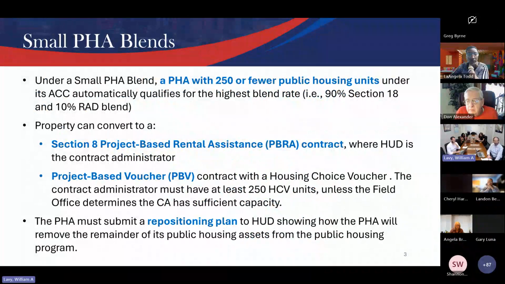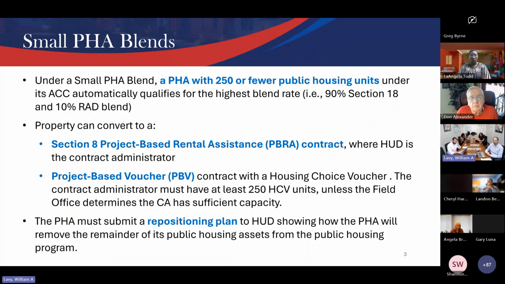Now, in a prior webinar, we covered the RAD Section 18 construction blends. This webinar is focused on the small PHA blend, which allows any PHA with 250 or fewer public housing units to qualify for the highest blend rate, which is 90% gets approved under Section 18 and 10% come out of the public housing program through RAD.